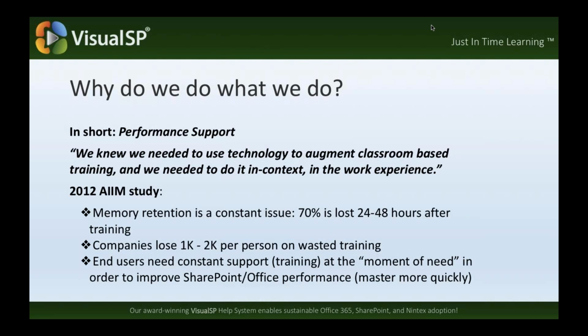There's a couple of other pieces of data. There's the stat from AIM that between $1,000 and $2,000 per person is wasted on training each year, and I should have put quotes around wasted. That's kind of a loose term, but classroom-based training, whether it's online or in person, is very expensive. So if you're a student and you're losing 70% of that knowledge, then a lot of money is being spent in probably not the most efficient way to communicate training.